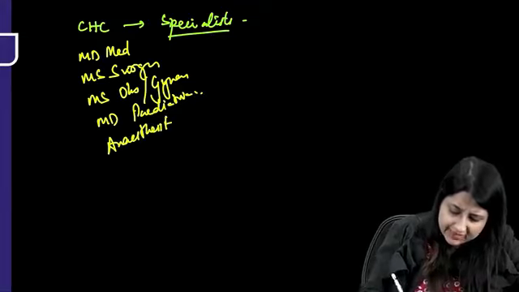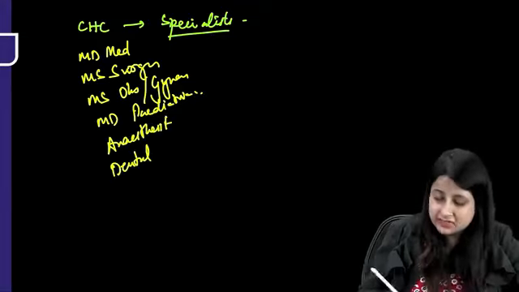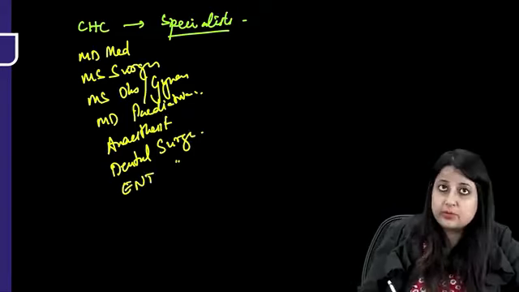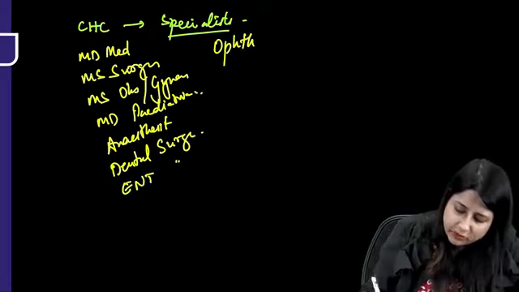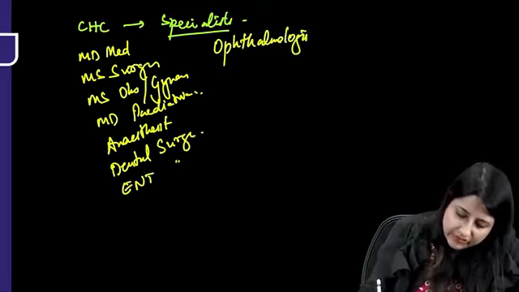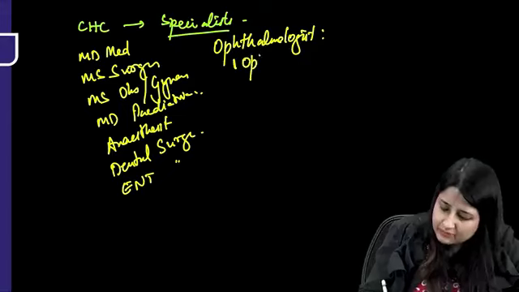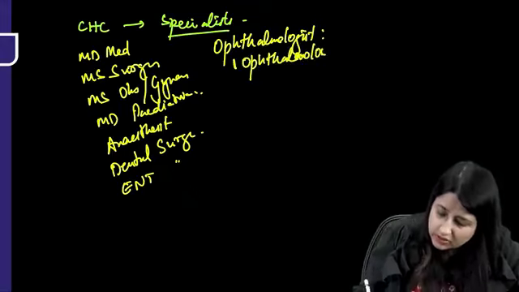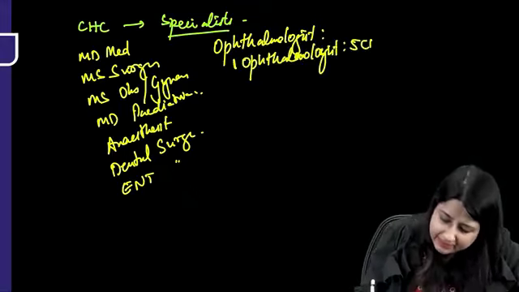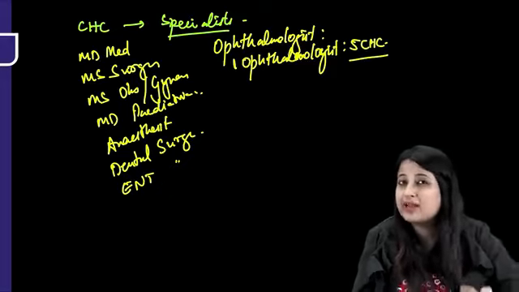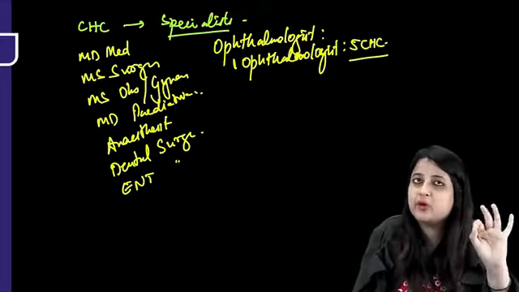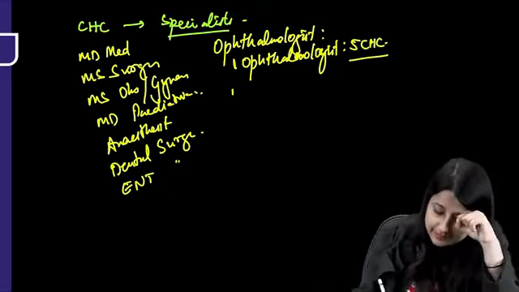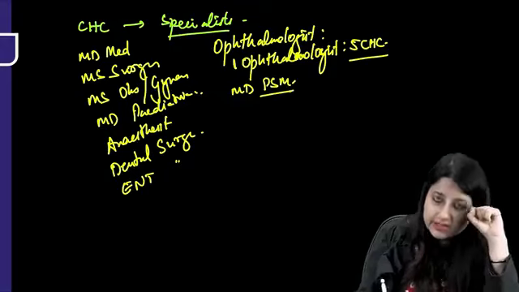Anesthetist, dental surgeon, yes, a dental surgeon is present, ear, nose, throat, ENT is also present, ophthalmologist, very important. Ophthalmologist, they ask a lot of questions, please remember, this is a PYQ. One ophthalmologist can be present technically up to how many CHC? 5 CHCs, 1,20,000 almost for 5 lakh population, but WHO says that one ophthalmologist should be present for 50,000 population. Then we also have an MD PSM over here.